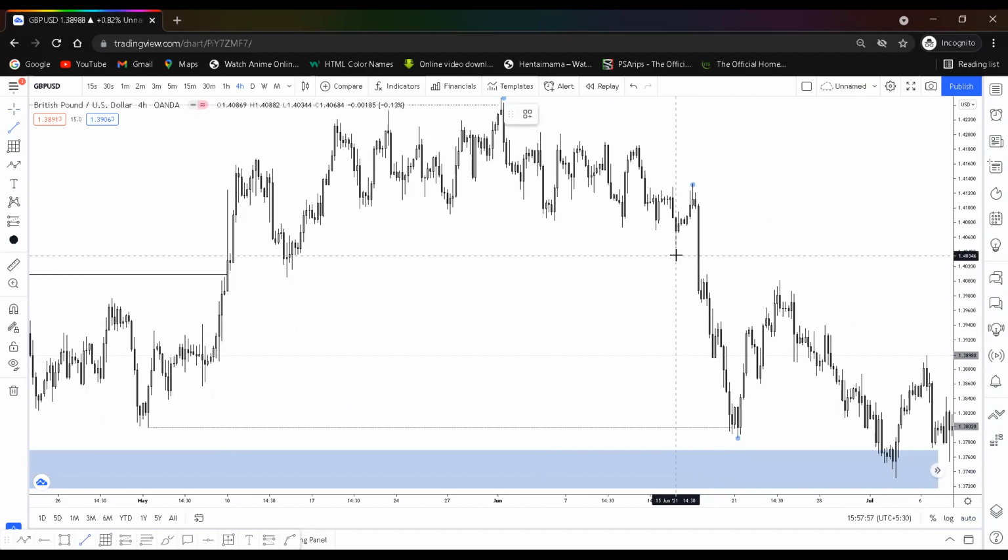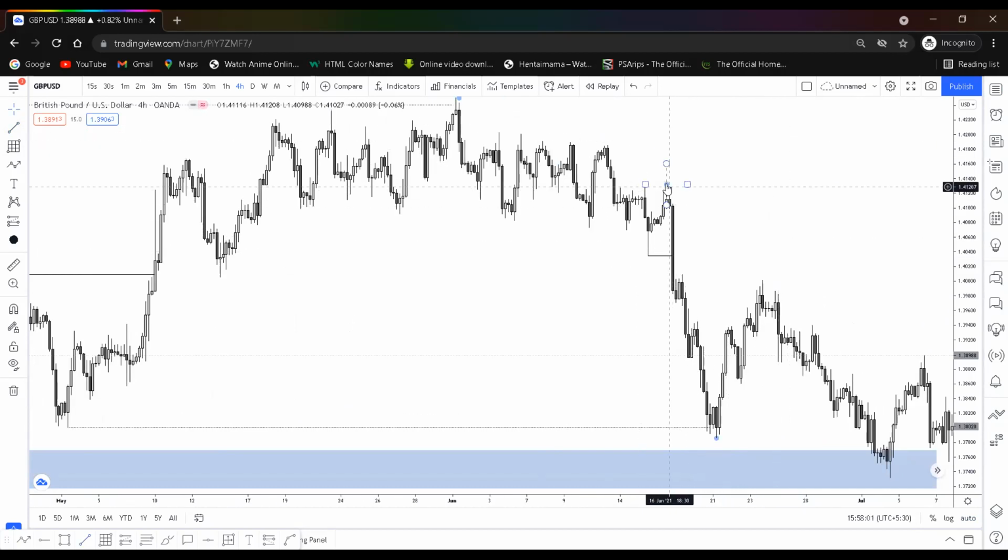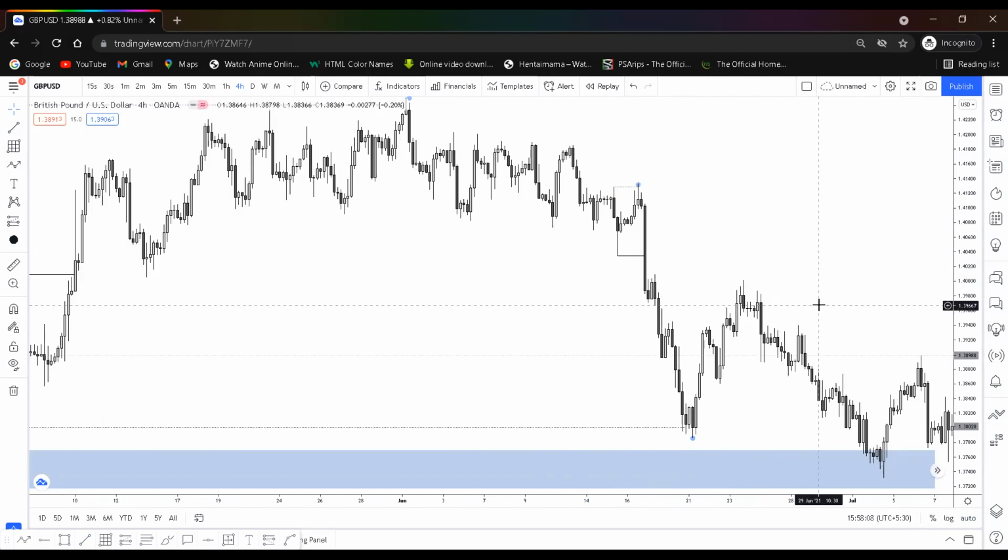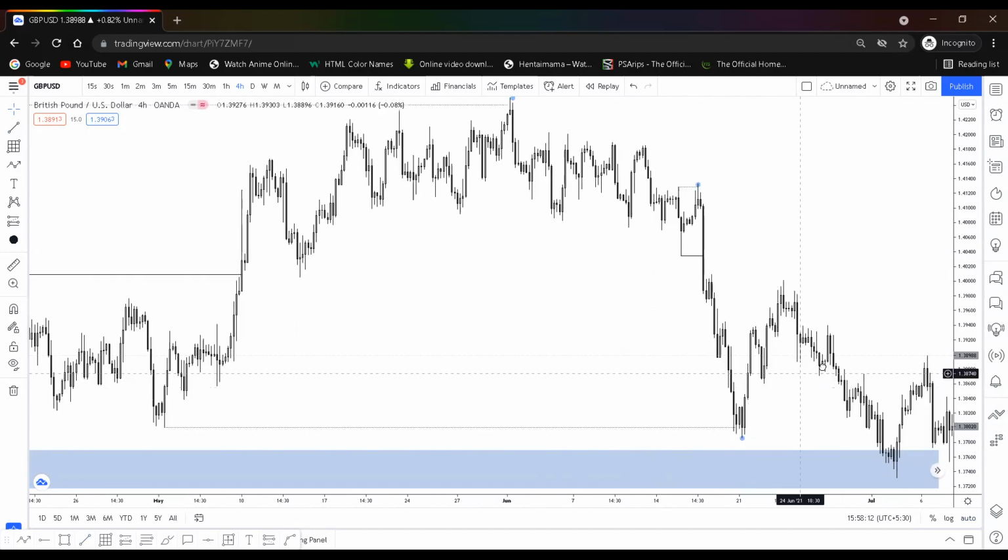What happens is it broke structure right here, and then went back higher and took out liquidity from these highs. That was NFP, and it fell back down. So now we have a new range from this high to this low on the higher time frame.